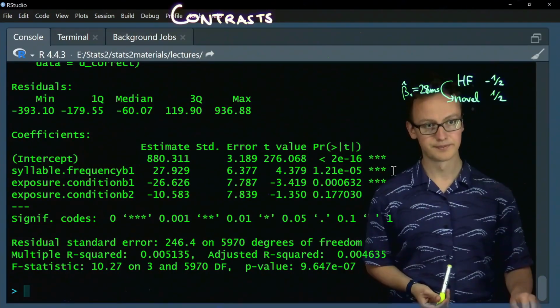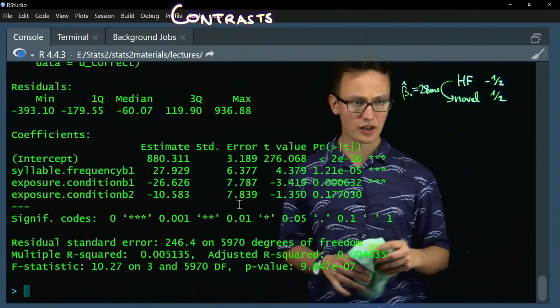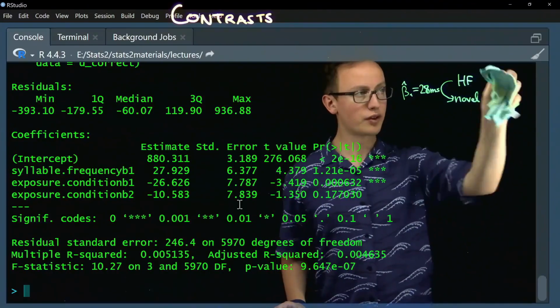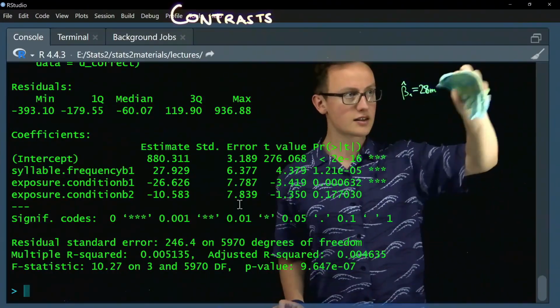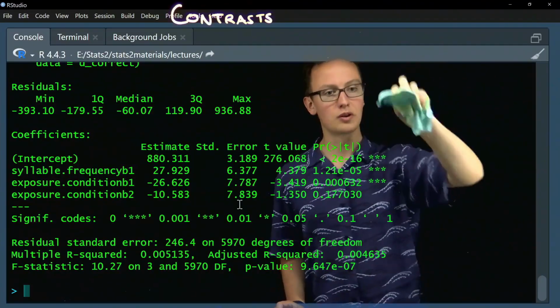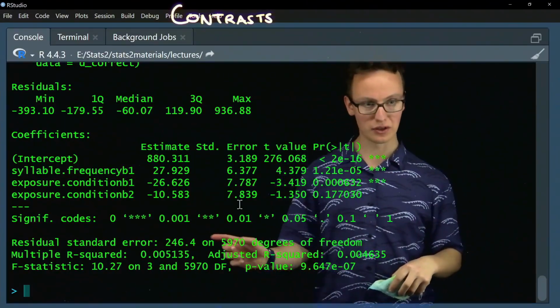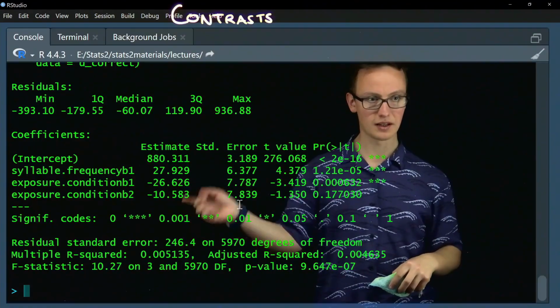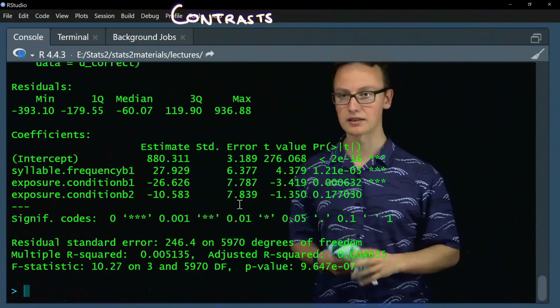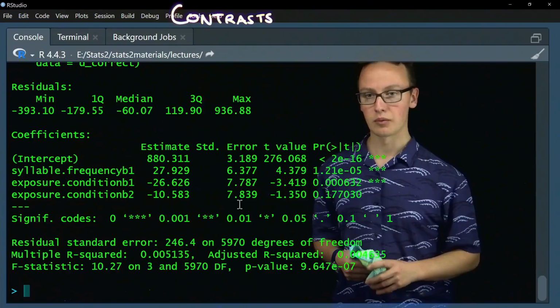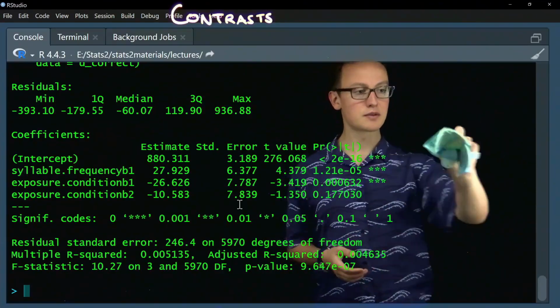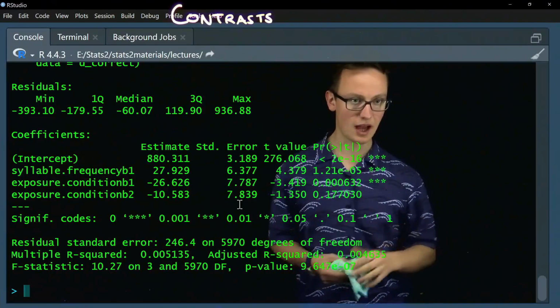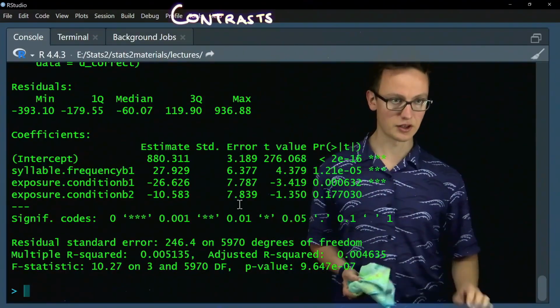All right, if you look at the lecture notes on the Moodle, you can find a few further variations of analyzing this data. For example, also including the interaction between the two factors, the two-level factor syllable frequency and exposure condition. We won't do this here in this video lecture in the interest of time, but you can look this up in the lecture notes if you want.